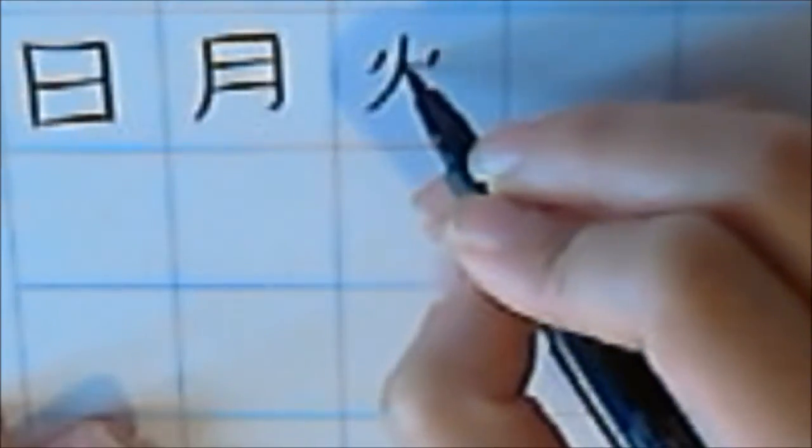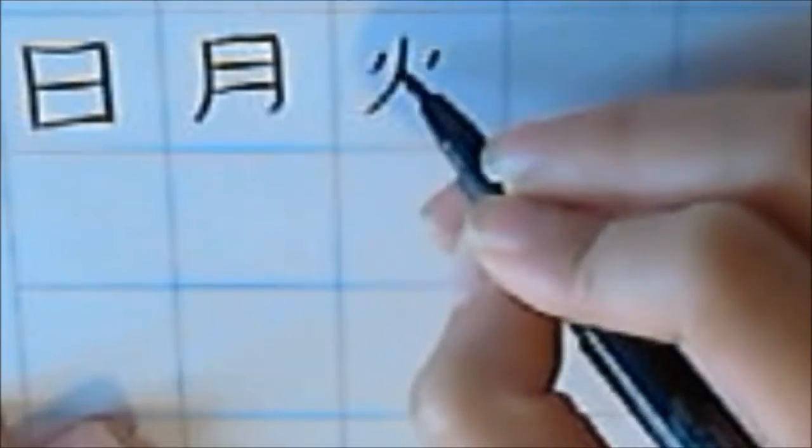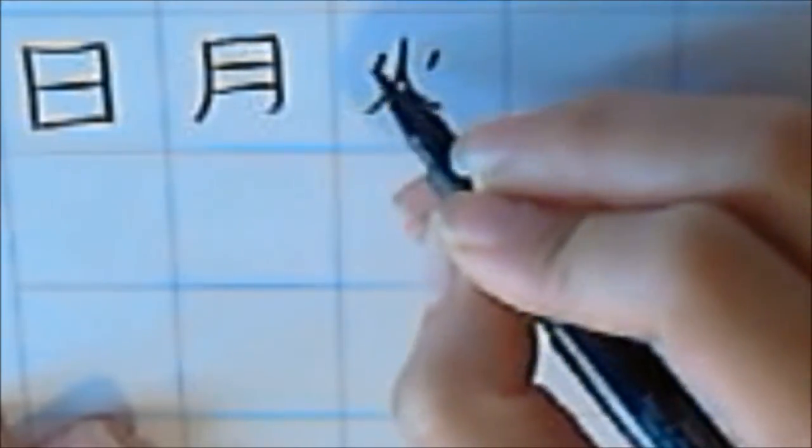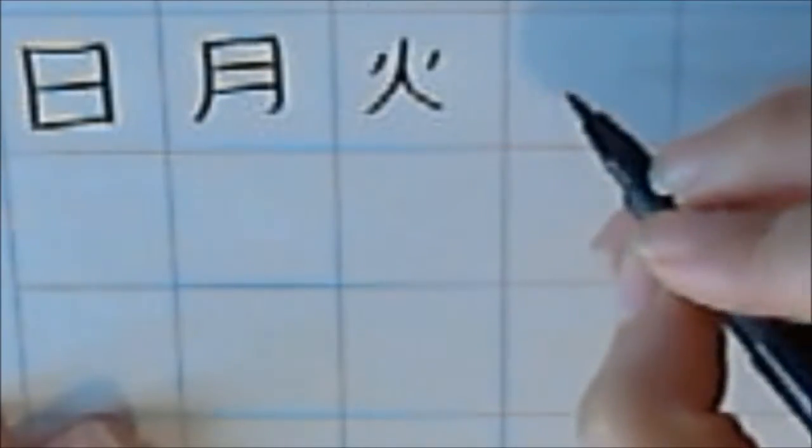Okay, next is fire. Again, you're going to do your little embers first, and then you're going to make the fire itself. A lot of people like to do this before they do the sides. You're going to do the sides first. Don't mix that up. And then water.